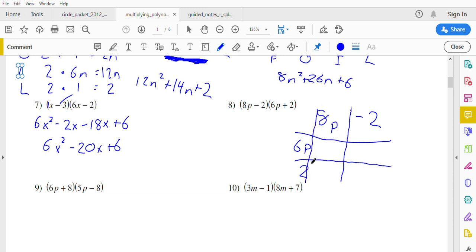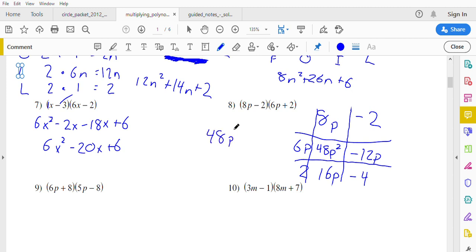Okay, so I'm sorry, drift a little bit there, okay? 6p times 8p is going to be 48p squared. So we're just multiplying this. It's kind of like doing area, kind of like doing length times width. 6 times negative 2 is going to be negative 12p. 2 times 8p is going to be 16p, and 2 times negative 2 will be negative 4, okay? So again, those are the same things. It's still the same thing.